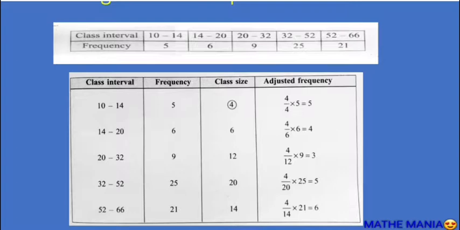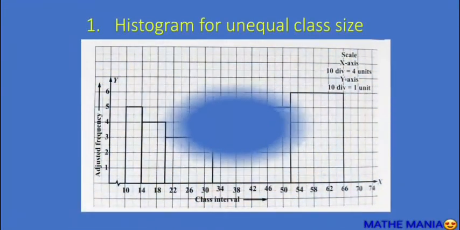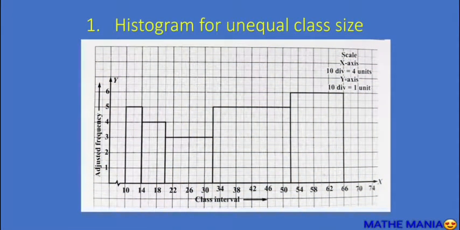So now we will not use the given frequencies, but we will use these adjusted frequencies to plot the graph. And this is what we get on plotting these new frequencies. You can observe that the class sizes were not same, and that is why the width of the bars is also not same. The next type of graphical representation is called frequency polygon.